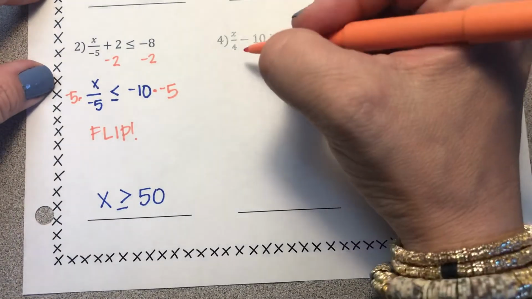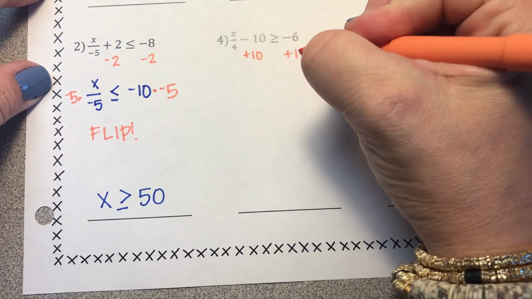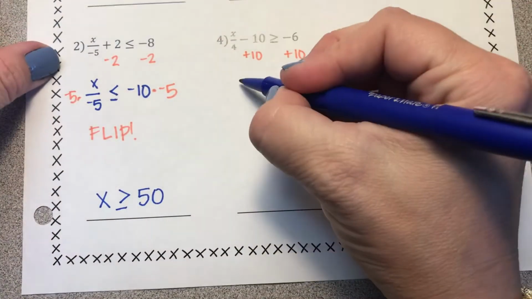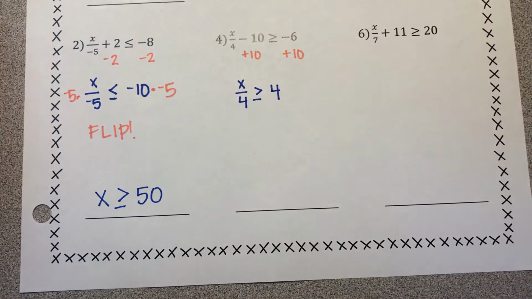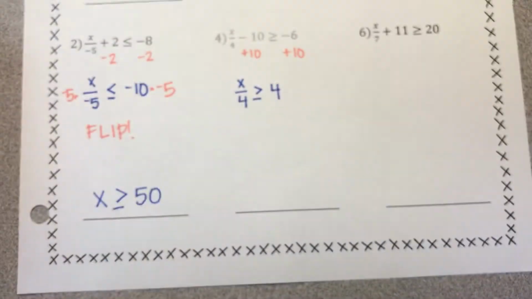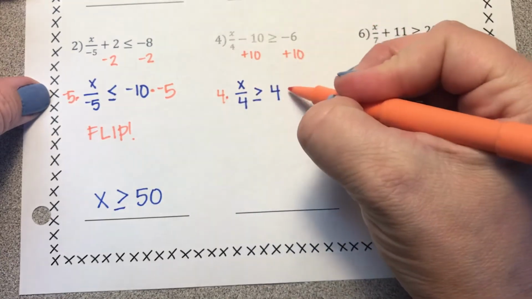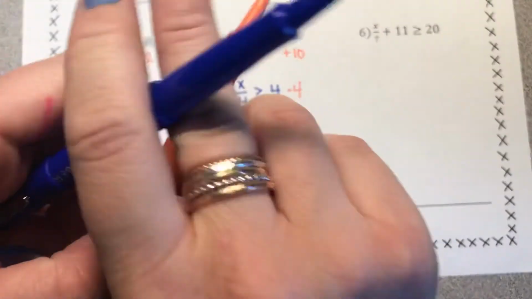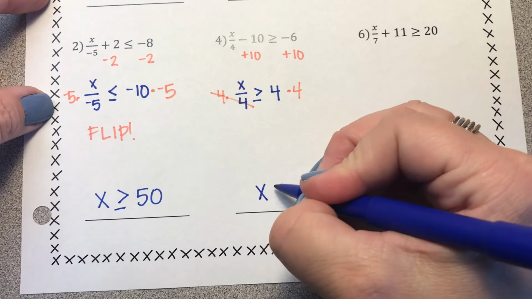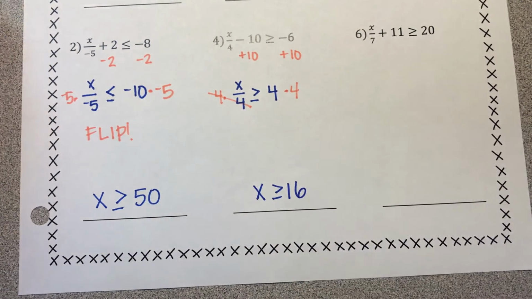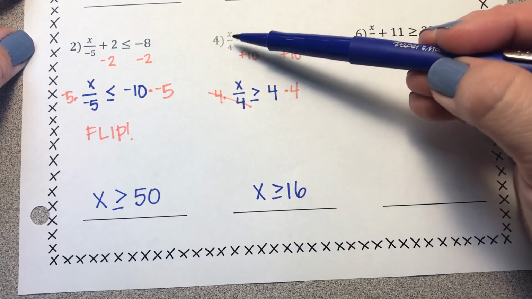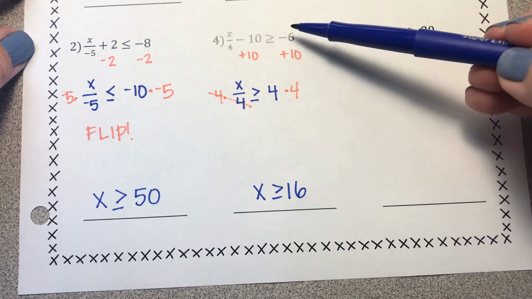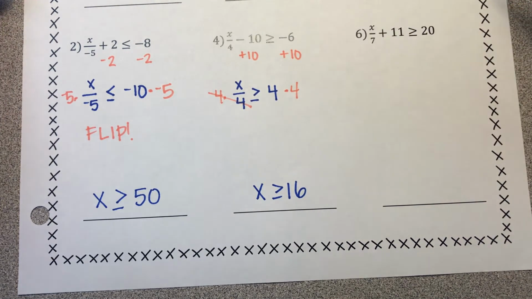On number 4, we're going to add 10, so I have x over 4 is greater than or equal to 4. And now I'm going to take both sides and multiply them by 4 so that cancels. Do I flip it? No. I just need something that's greater than 16. Okay, so let's say I picked 20. 20 divided by 4 is 5. 5 minus 10 is negative 5. That's greater than negative 6.